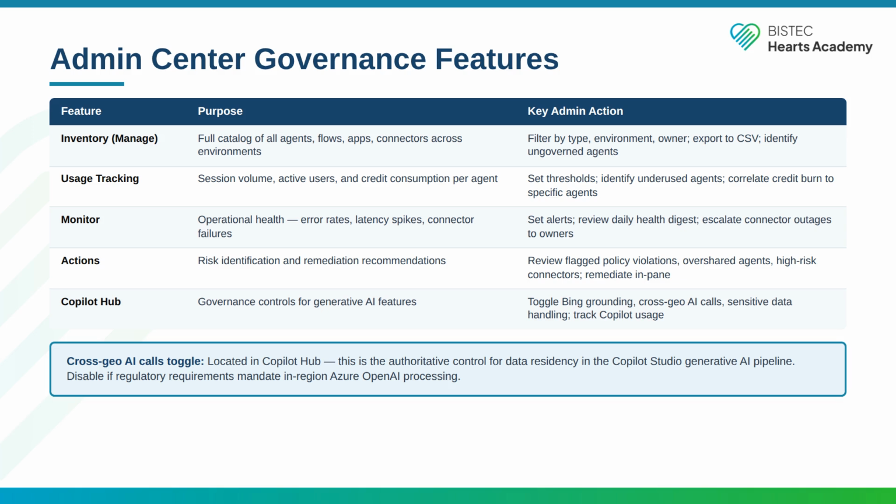Configuring alerts at the 80% capacity threshold is non-optional in a production tenant. At 80% capacity, you have time to procure additional capacity or reallocate credits. At 100%, the service stops responding before you receive the alert.